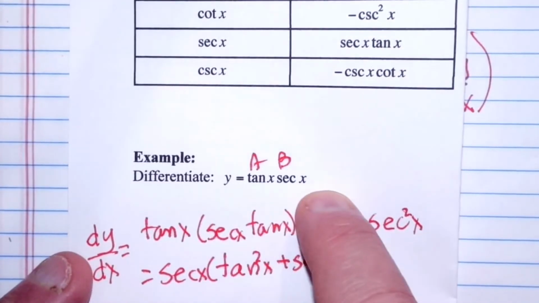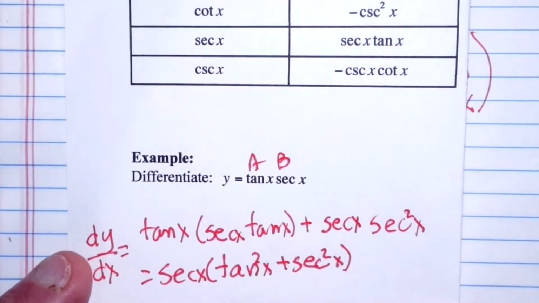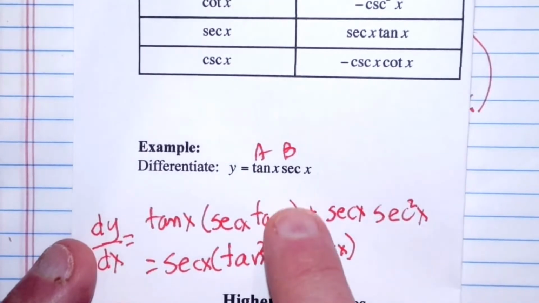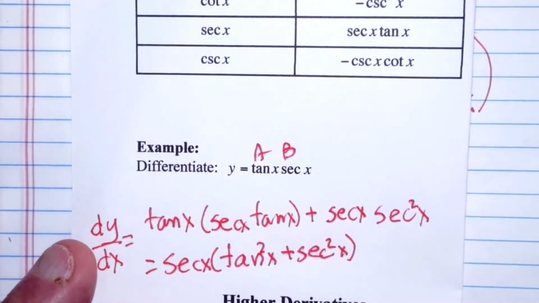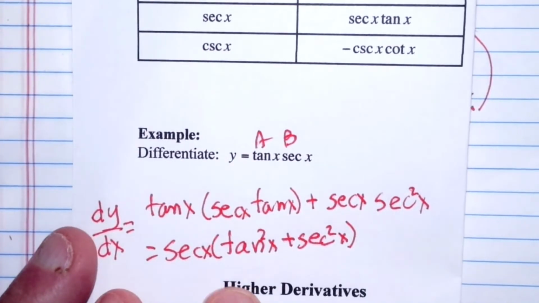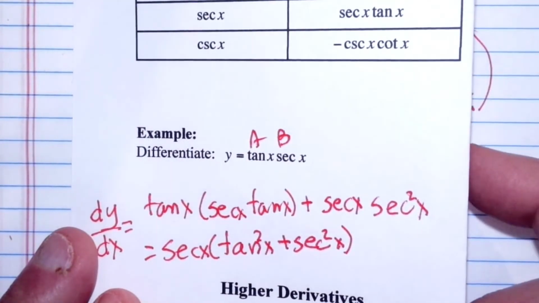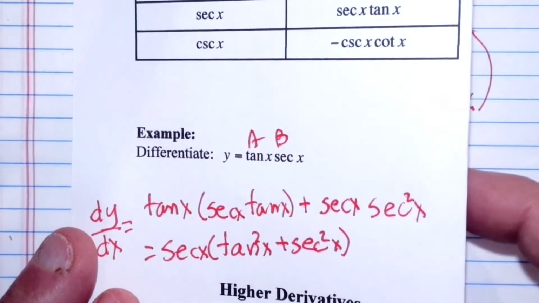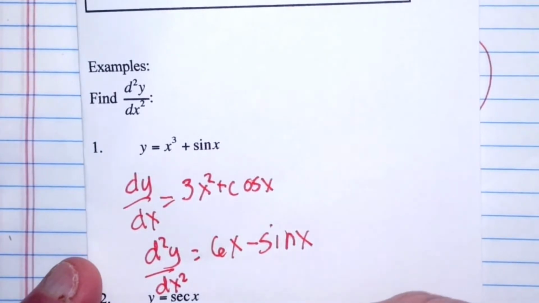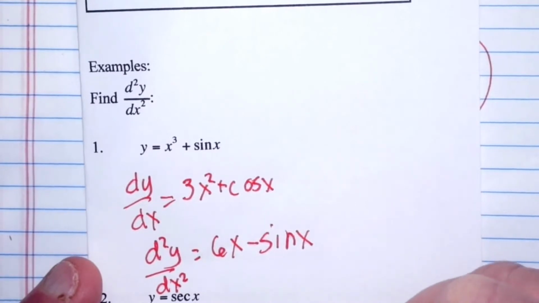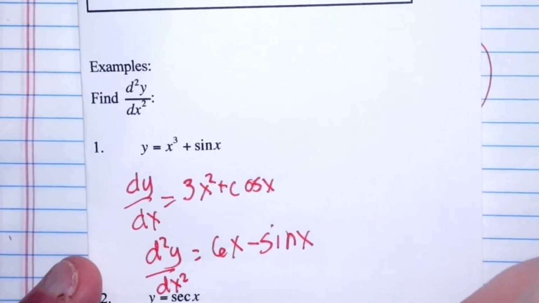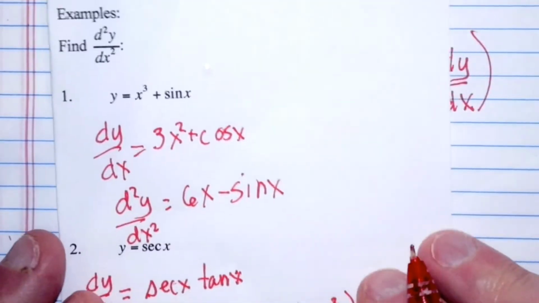But we've already done that. We know that the derivative of tangent x secant x, which is the same thing as secant x tangent x, is secant x times the quantity tangent squared x plus secant squared x. So I'm just going to write secant x times secant squared x plus tangent squared x, and I'm going to say this is from previous work.